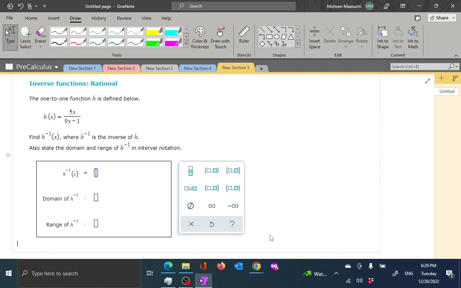So here we have a rational function given. Rational simply means a ratio of two polynomials. If we divide two polynomials, whatever we get is called a rational function. What we want to do is find the inverse of it, find the domain of the inverse, and find the range of the inverse. Let's go through these steps.